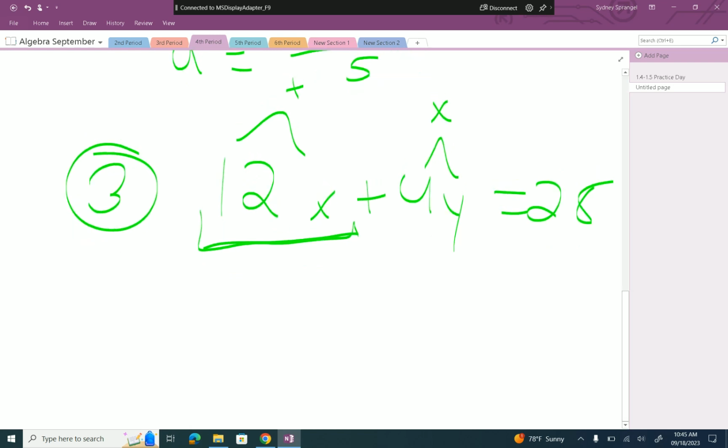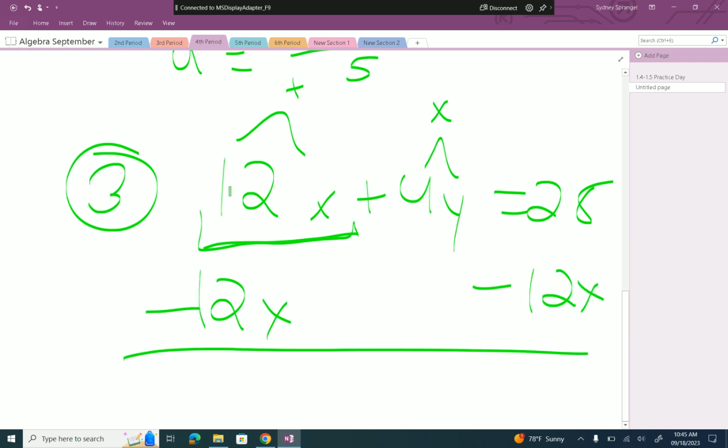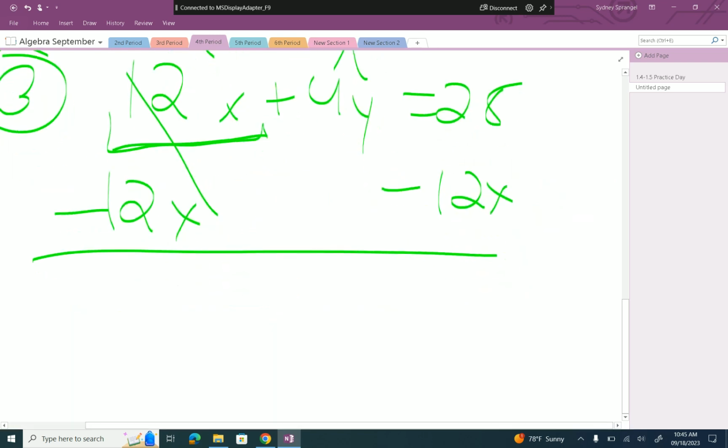So what do I need to take care of first? Multiplication or addition? Addition. Because I'm working backwards. I'm going to unwrap this present. So I'm going to subtract 12x. Subtract 12x. So now, all I have left on one side is 4y. And then I've got 28 minus 12x.